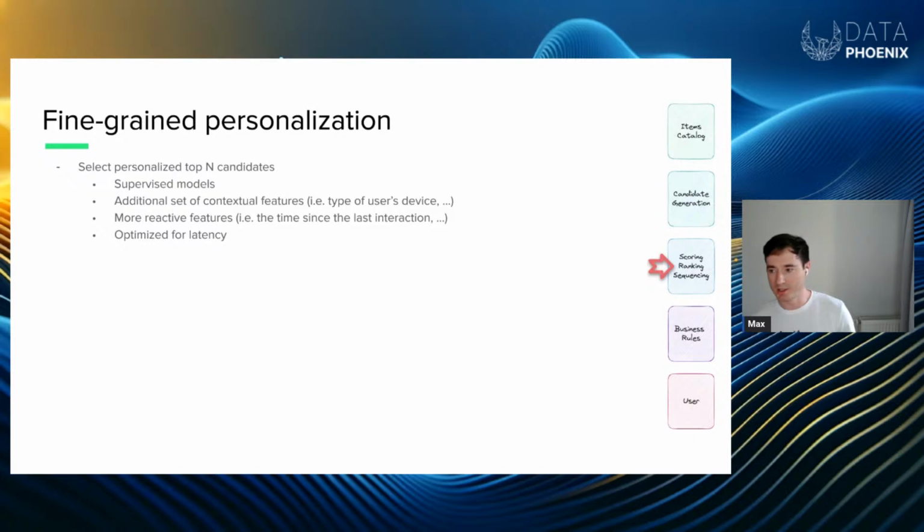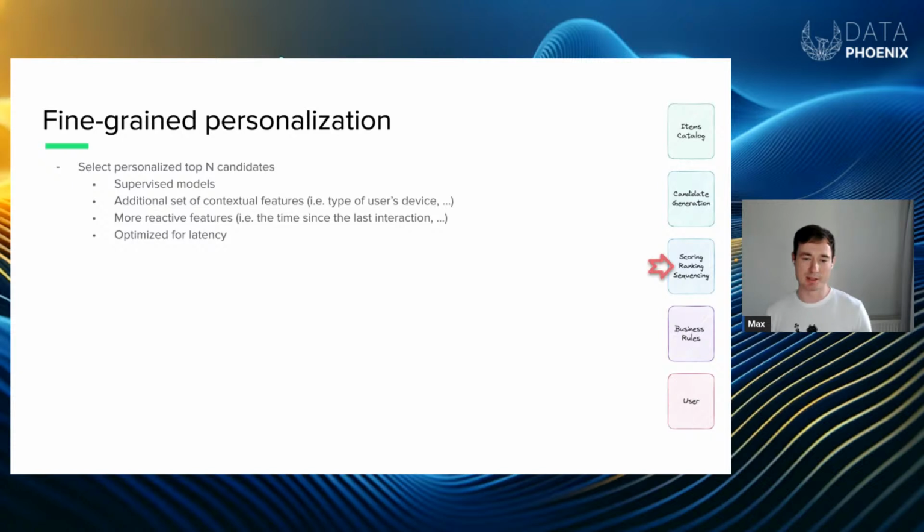So the next stage is scoring, ranking, and sequencing, or what one might call fine-grained personalization. The idea here is that now you have a greatly reduced candidate set, and you want to compute an actual personalization score for the user for each item, and then select the top N candidates. And that is the range of supervised model data that's still quite small.